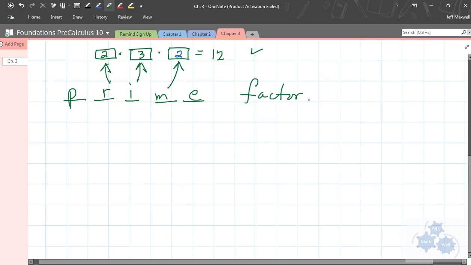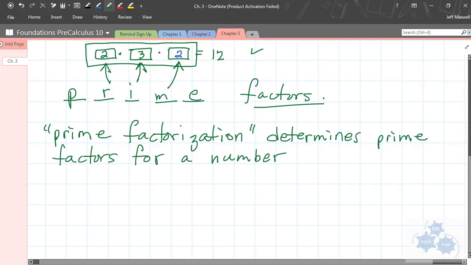Very good. Prime factors. Now, prime factors you're going to find, and maybe you've had some experience with this in grade 9, okay, you're coming from grade 9 math, but prime factors are really important in determining lots of things that we're going to need to work through here in this section. So, prime factors. The process of determining what the prime factors are for a number is called prime factorization. Prime factorization determines prime factors for a number.